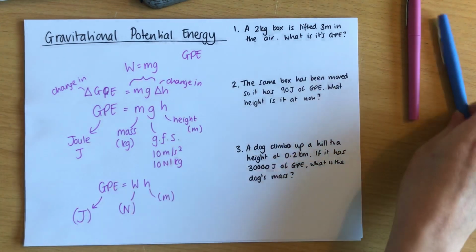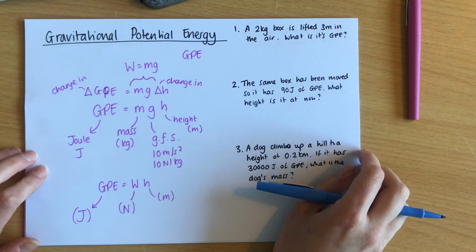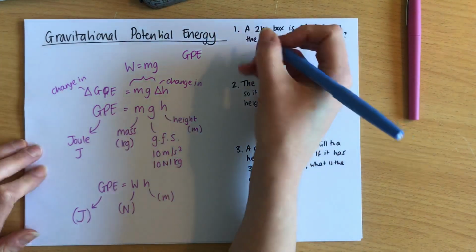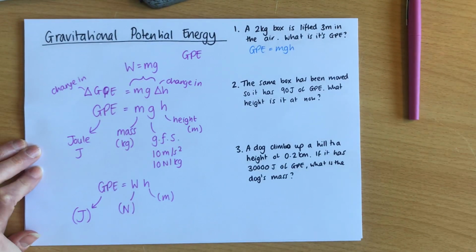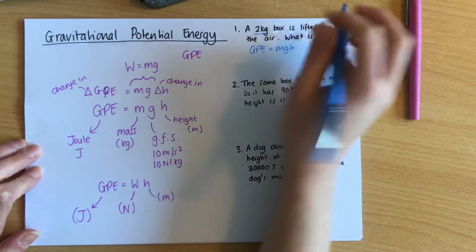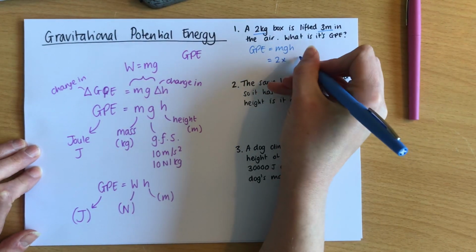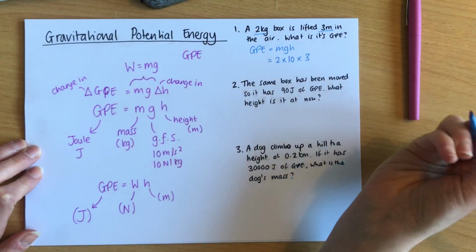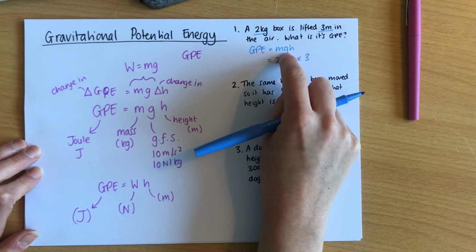So we're going to have a go at a couple of questions that use this equation. Some of them are slightly easier, some of them are a little bit harder and need some rearranging. So the first one here, a 2 kilogram box is lifted 3 meters in the air. What is its GPE? So the first thing I'm going to do is write the equation. GPE equals mgh. Now, if I underline what I've got, 2 kilograms, that's the mass. I've got 3 meters, that's the height. And g, I have to just know that it is 10, or 9.8, or 9.81, but a GCSE standard is 10. So I'm not told that. I need to remember it for myself.